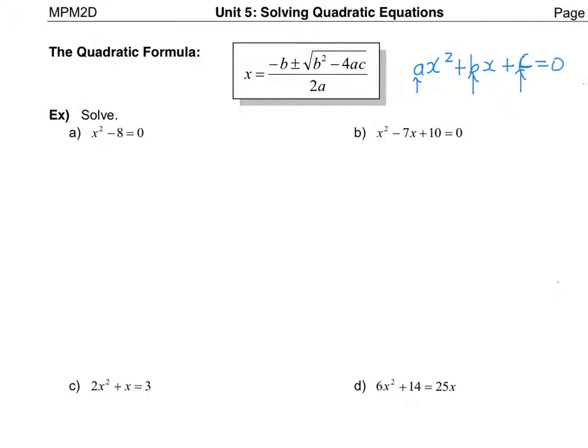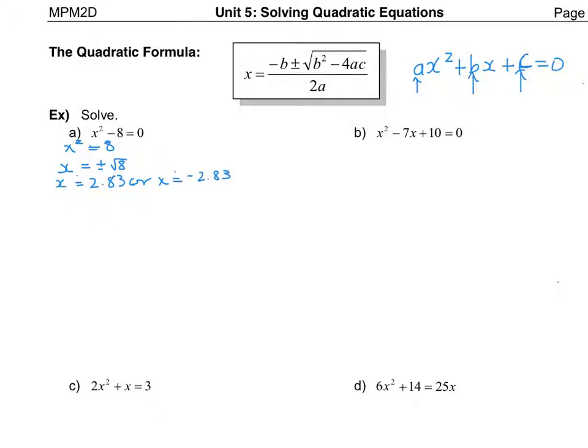Now my example A could be solved just by isolating. We did that in our last session. We could add 8 to both sides, and we would have x squared equals 8. Then to undo the square, we would square root both sides. So x would equal plus or minus the square root of 8. I'll punch that into my calculator: x is approximately 2.83, or x is approximately negative 2.83.